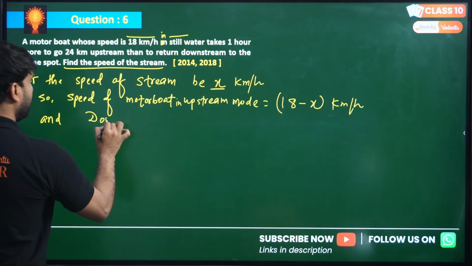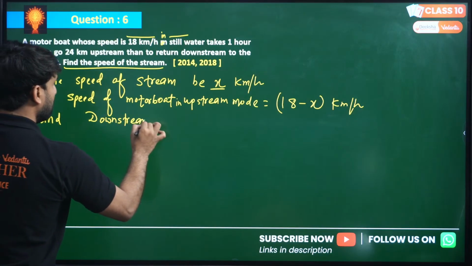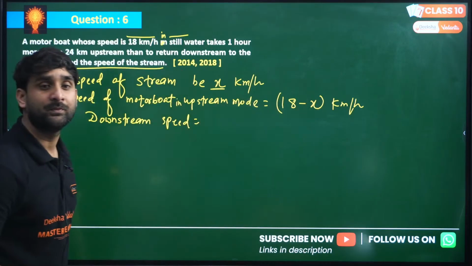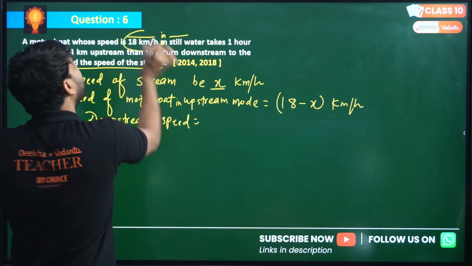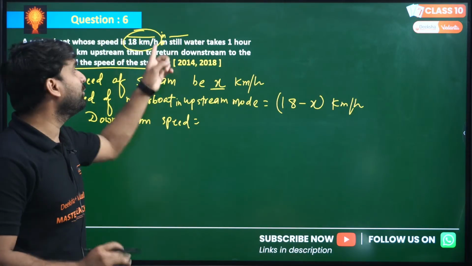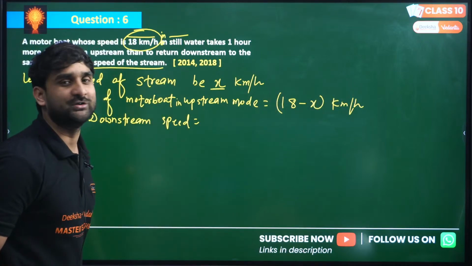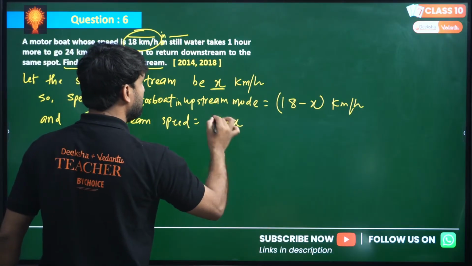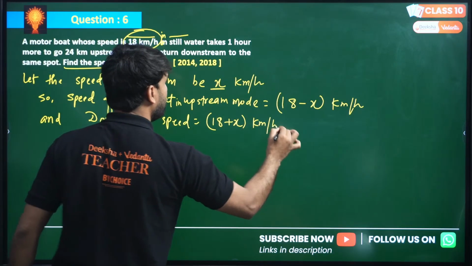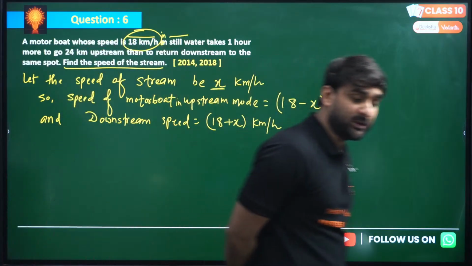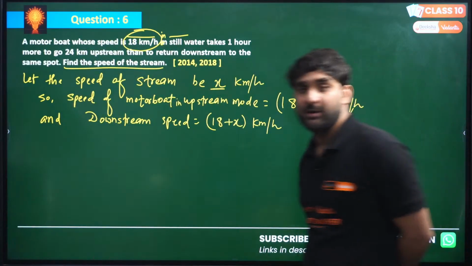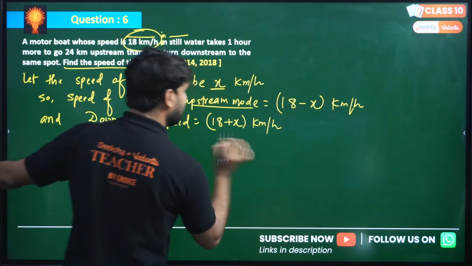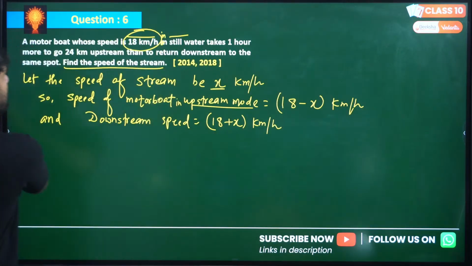Yes, and if we talk about downstream speed, downstream means in the same direction of the stream. So if the boat is already having speed 18 km per hour, and it goes in the direction of the stream of water, the stream will also favor, so the speed will increase. So this is called 18 plus x km per hour. I hope you have understood it. 18 minus x km per hour and 18 plus x km per hour. Is it clear? So this is called upstream speed, 18 minus x, and the downstream speed will be this. Is it clear? Now, look at the question.